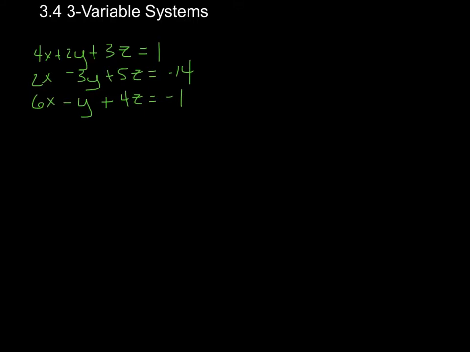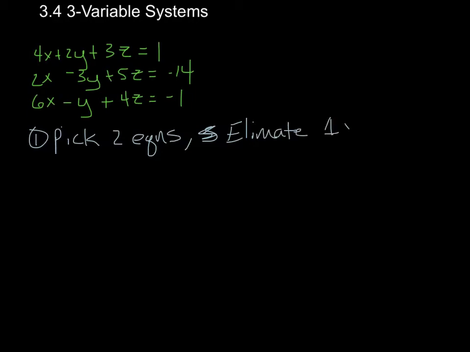So okay, step one is we are going to pick two of the equations. There's three there. We're going to pick two of them, and we're going to eliminate one variable. Now, just for clarity, let me label the equations A, B, and C, just so we can talk about them easily. So equation A is the first, B is the second, C is the third.